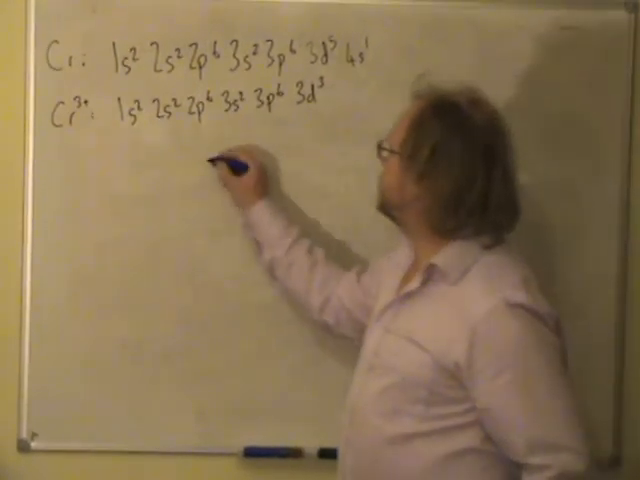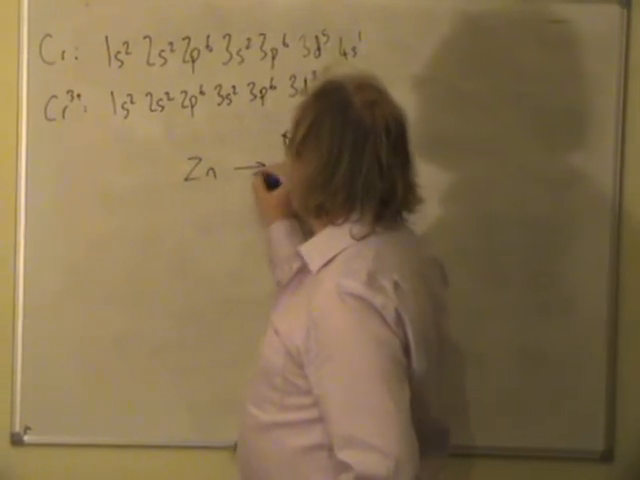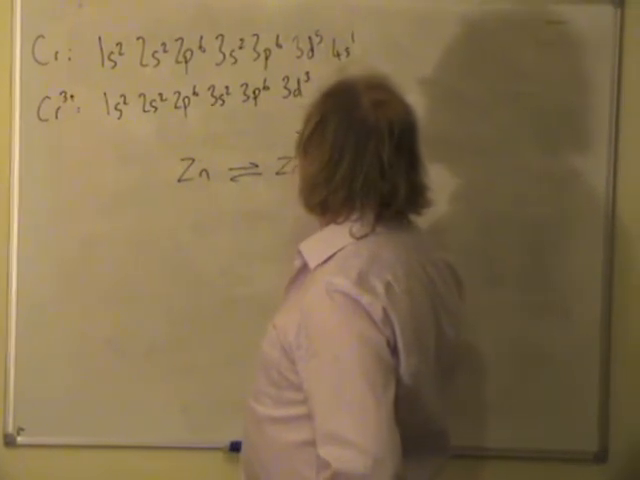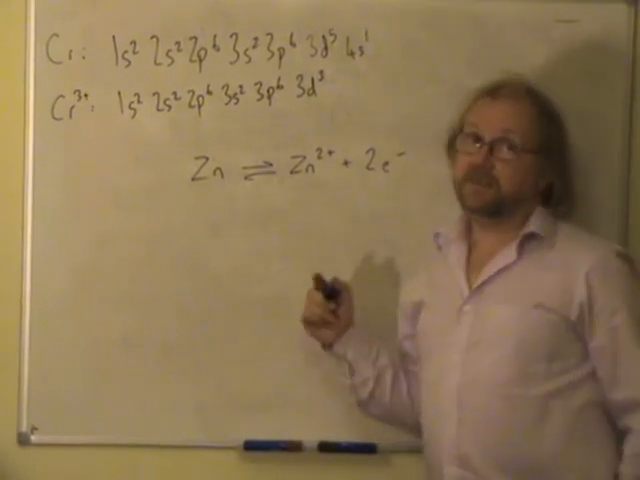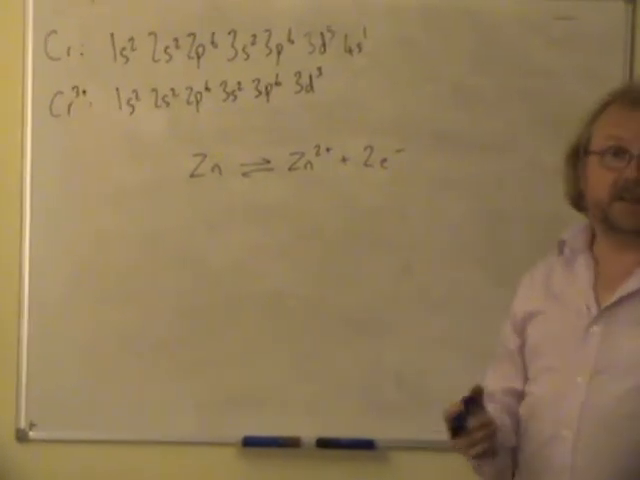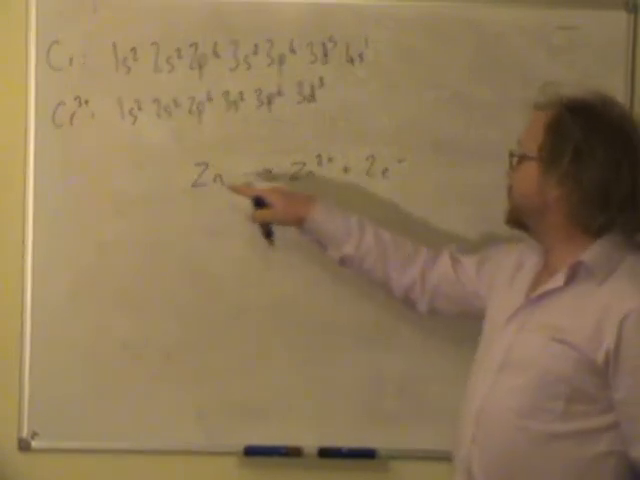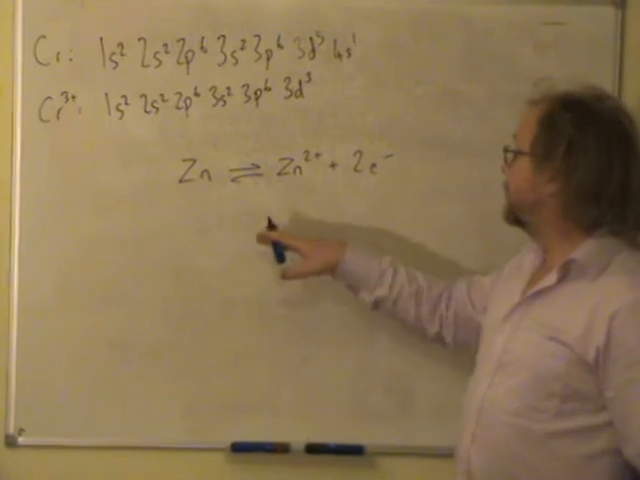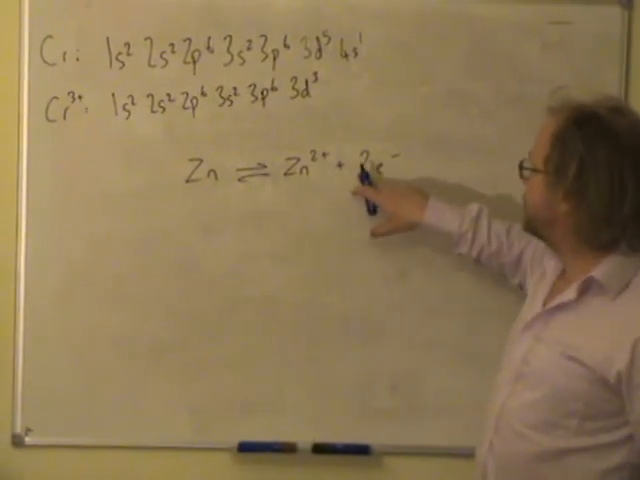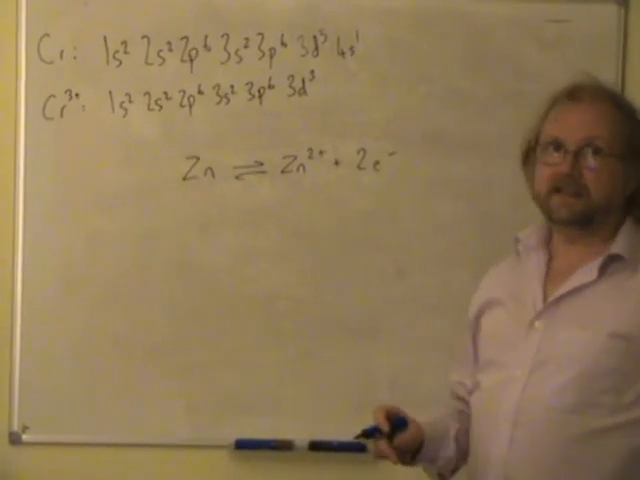Okay, so now we're on to some half equations. So we've got zinc going to zinc 2+, and that obviously needs 2 electrons to balance up the charges. So the important thing with half equations is that the charges on both sides must balance, as well as obviously the atoms. And in that case you needed that number 2, so that the 2+ is balanced by the 2-.